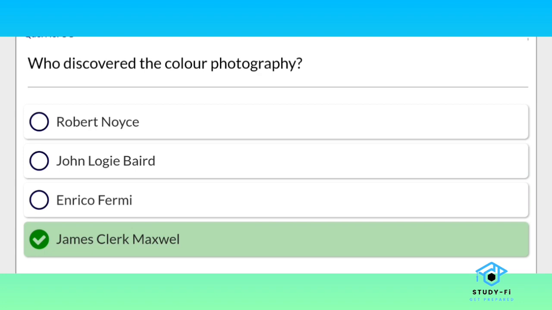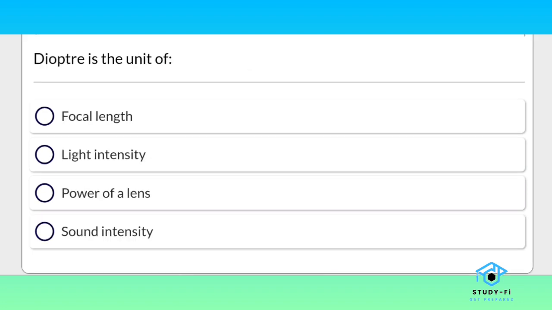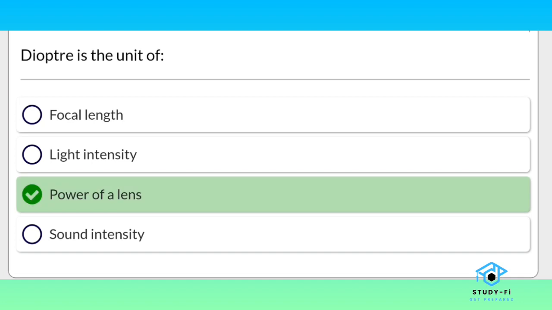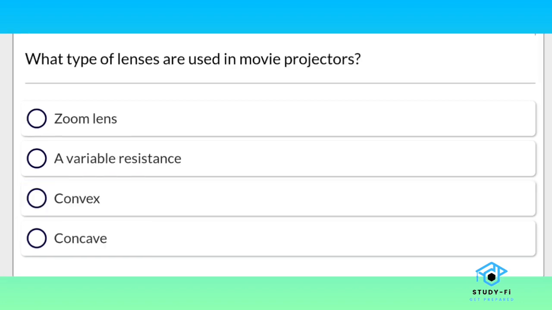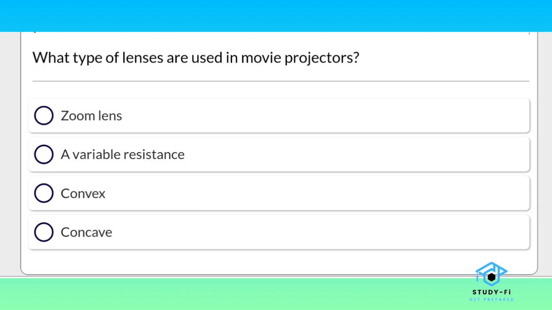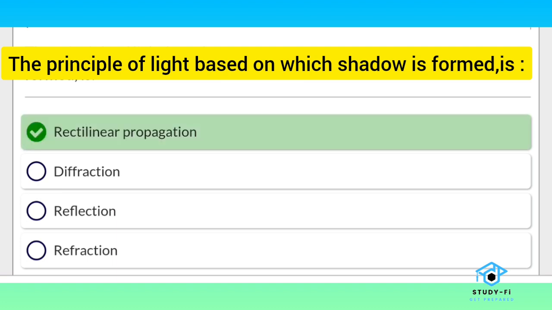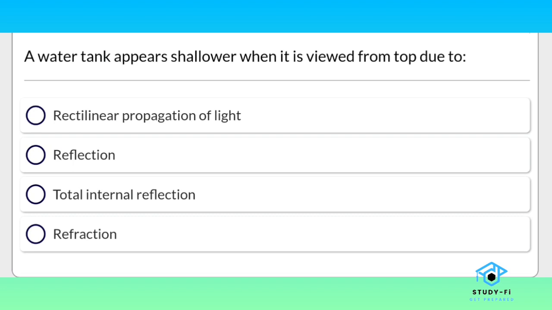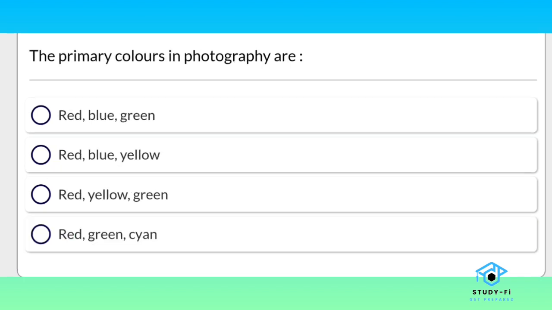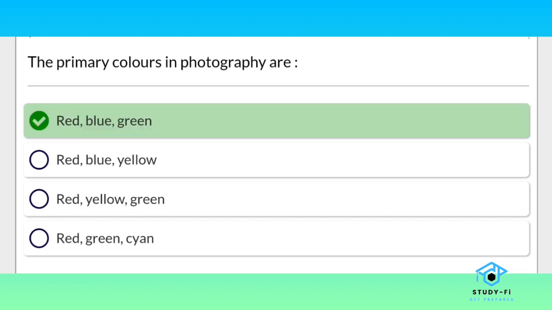Who discovered color photography? James Clerk Maxwell. Diopter is the unit of power of a lens. What type of lenses are used in movie projectors? Convex. The principle of light based on which shadow is formed is called rectilinear propagation. A water tank appears shallower when viewed from the top due to refraction. The primary colors in photography are red, blue and green.